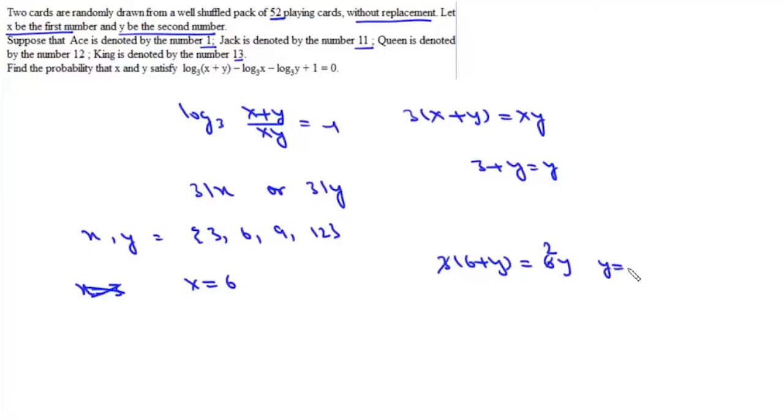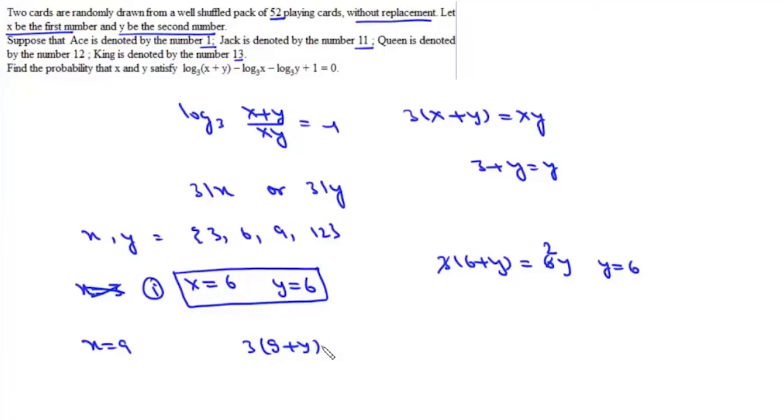We'll get y equals 6. So this is one feasible case when the value of x is 6 and when the value of y is also 6. Now if we take x as 9, here it will be 3 into 9 plus y, and it will be equal to 9y. Now this is 3. We'll get 2y equals 9. We won't get any integral value. So again x equal to 9, it is not possible.